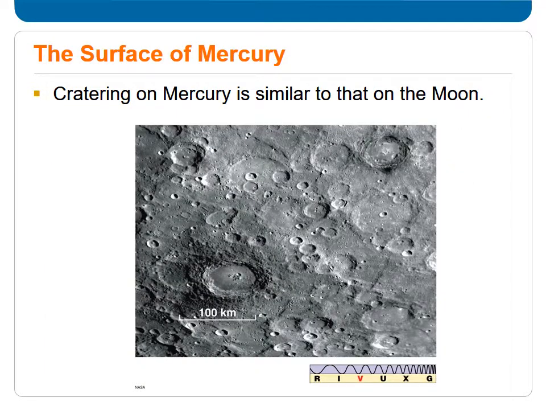Mercury can't be imaged well from Earth, and the best pictures have been obtained from the Messenger spacecraft. Cratering on Mercury is similar to that on the Moon.